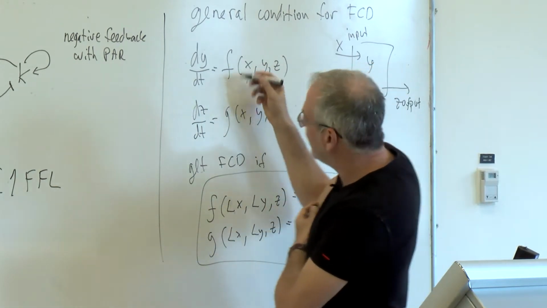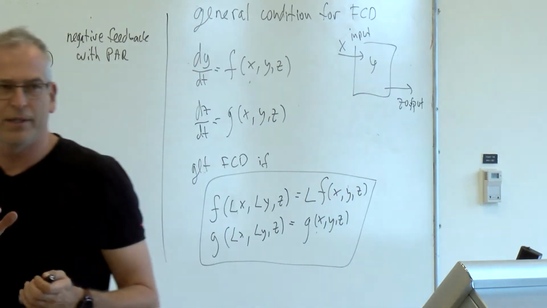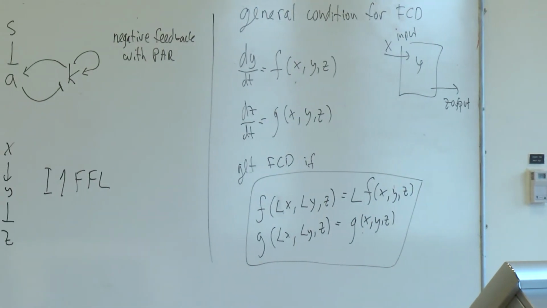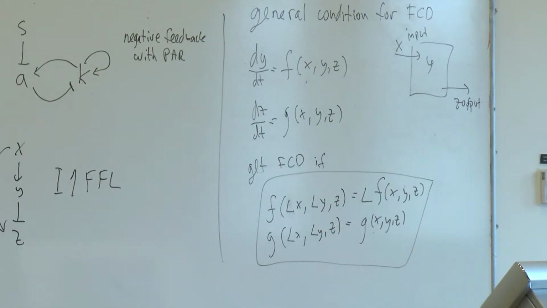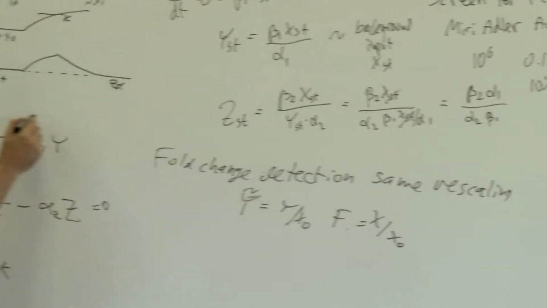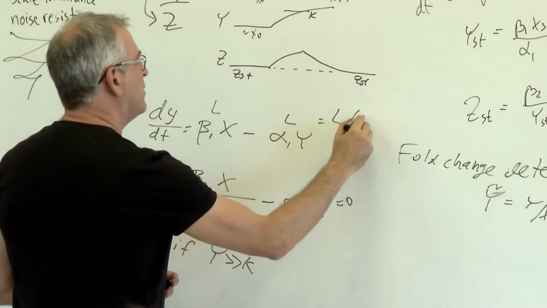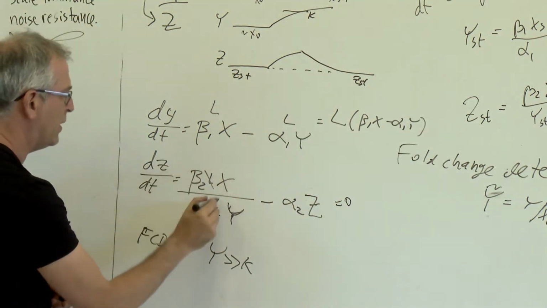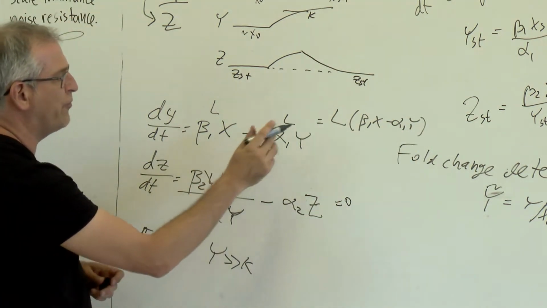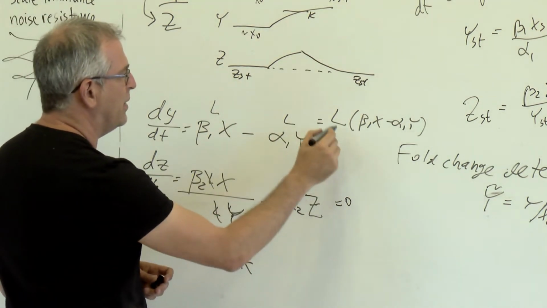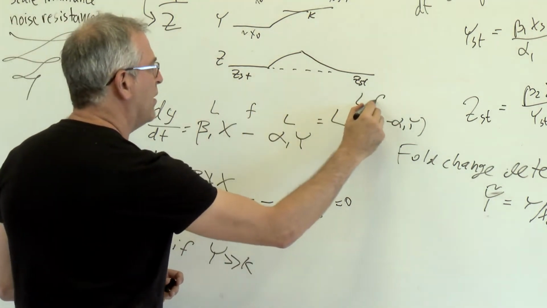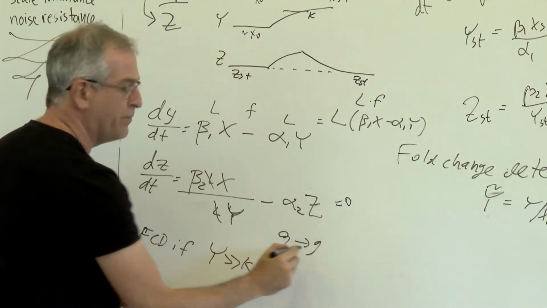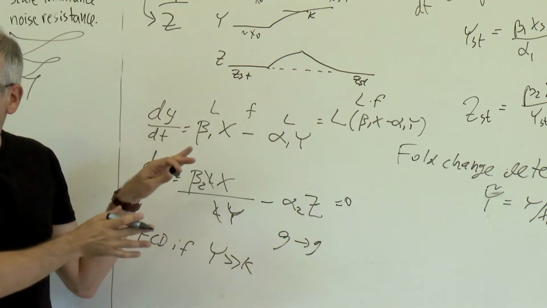But this gives us a test for any F of G to see if they have fold change detection. Just to see this, what's called the homogeneity property: if you multiply x and y by L, does L go out of the function? For example, if I multiply x and y by L here, I get L times the same function. And if I multiply x and y by L here, L cancels out. So here F becomes L times F, and here G stays G. So that satisfies the homogeneity conditions.